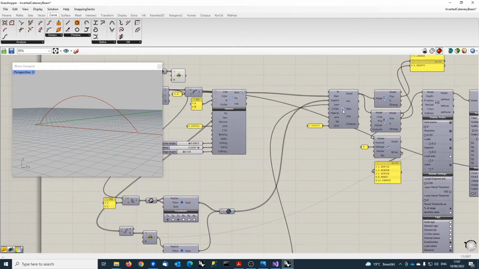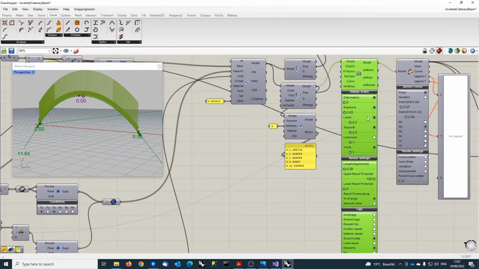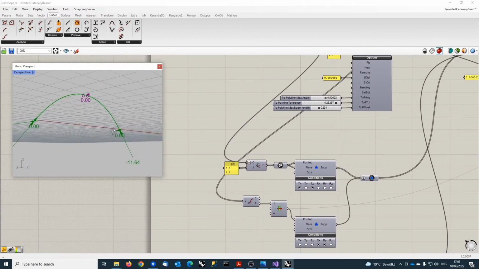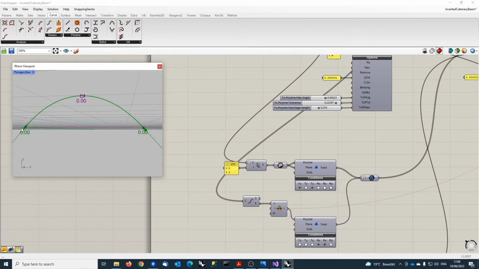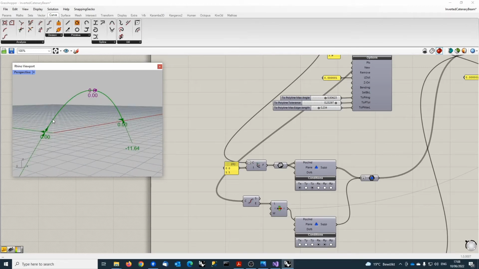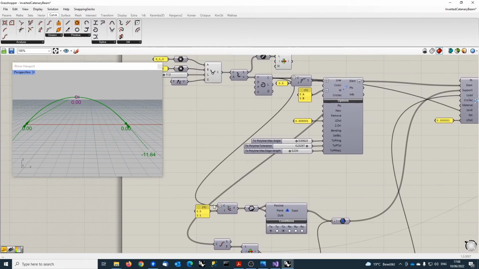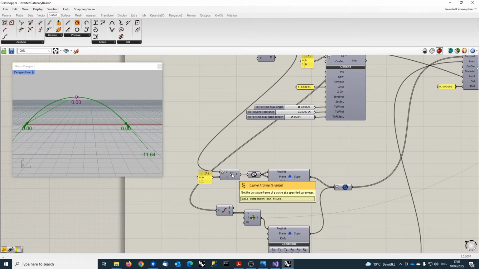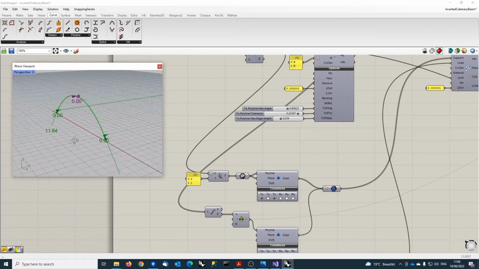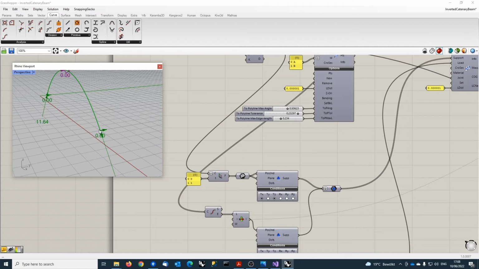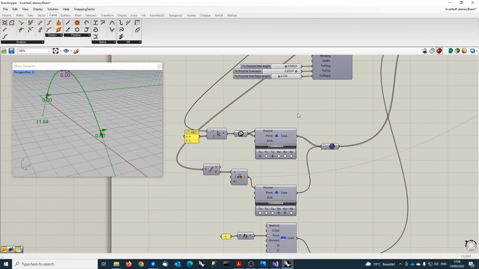I'll quickly enable the model view component. Let's take a look at the supports first. They need to be defined in such a way that they point at the endpoints in the direction of the middle line of the arch. In case we would have transverse support reactions, these would immediately lead to bending moments. That's why I use the curve frame component to derive the directions and orientate the supports accordingly. So we have a support in the direction of the arch curve and one in the direction perpendicular to the plane of the catenary.